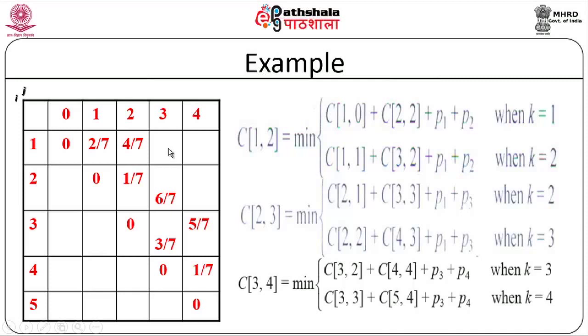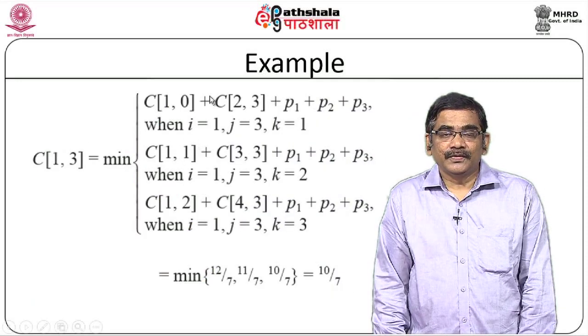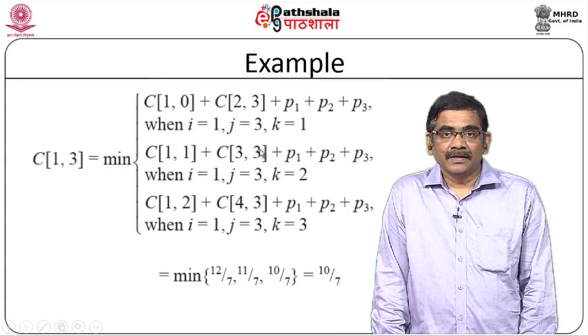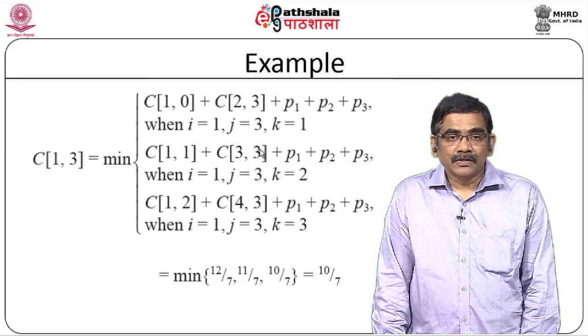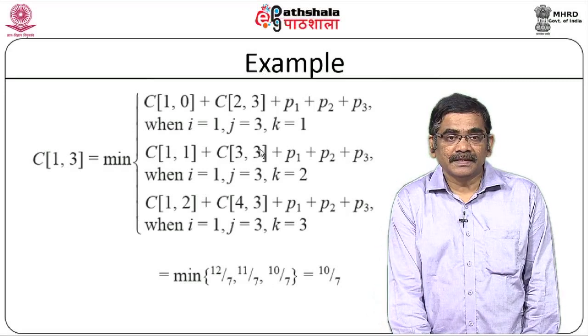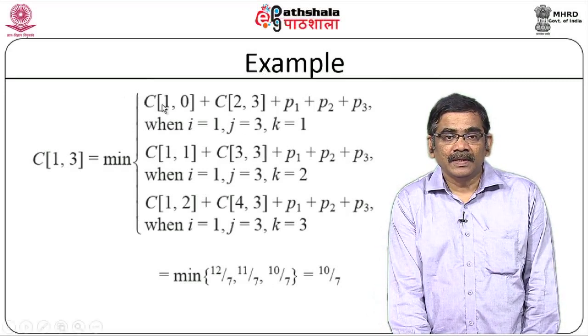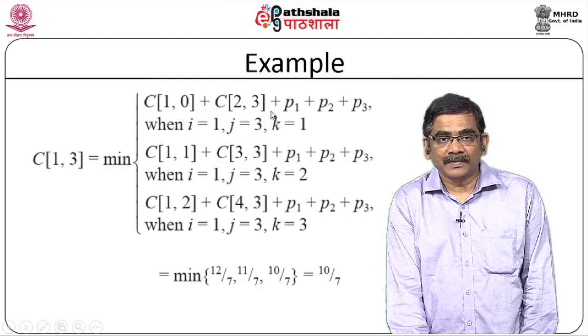So, that means it is 1 comma 3. 1 comma 3 means you have 3 keys, so you have different possibilities. Again you compute that by means of your recursive definition. It is going to be C of 1 comma 0 plus C of 2 comma 3, which we have already computed. So, 3 elements, so it is P 1 plus P 2 plus P 3.